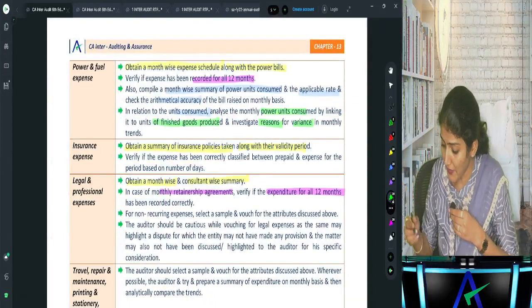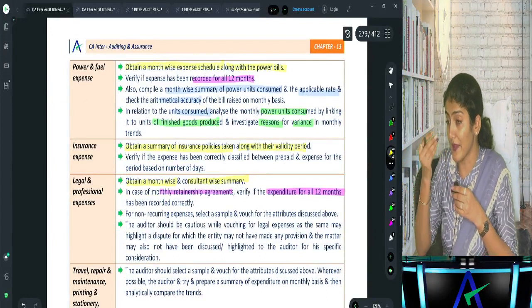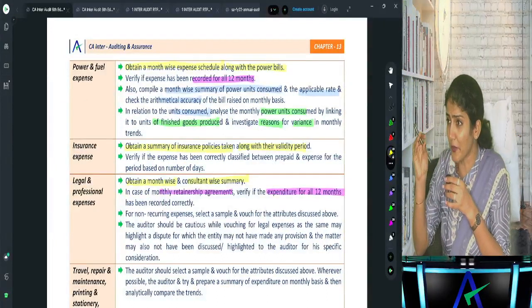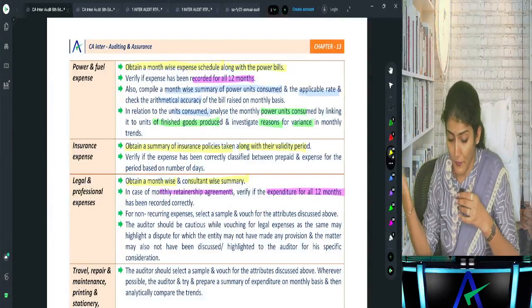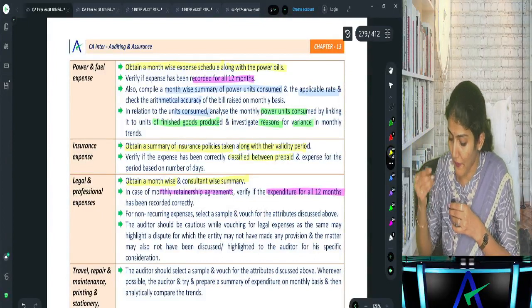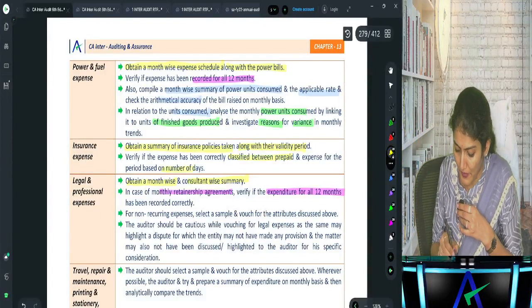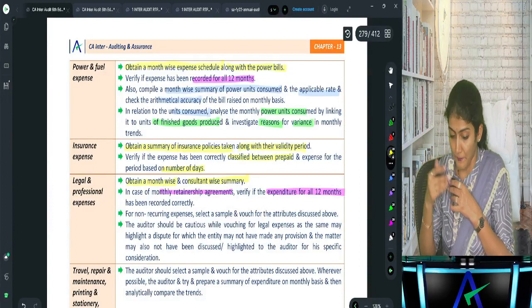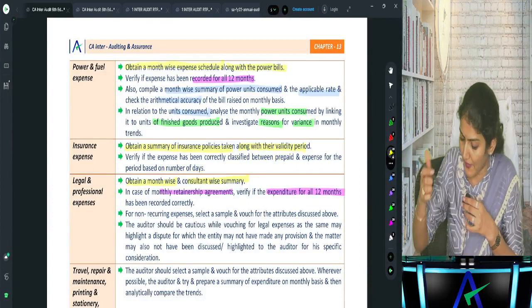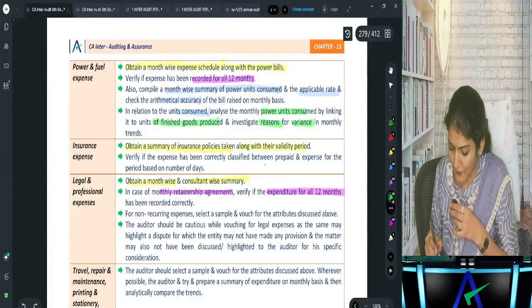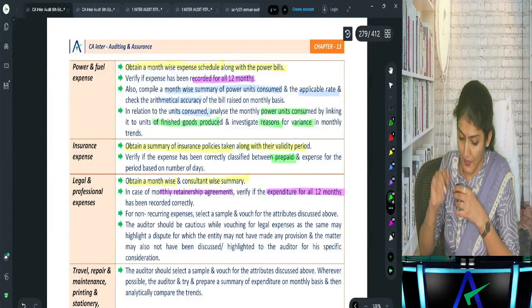Then insurance. Mainly in case of insurance we always have the problem of accounting for prepaid insurance. So again, check whether the expense has been correctly classified as prepaid and as expense for the period, based on the number of days.